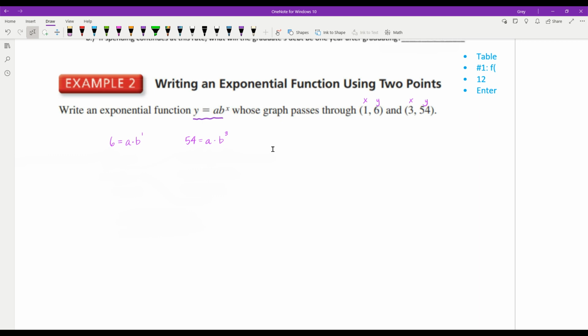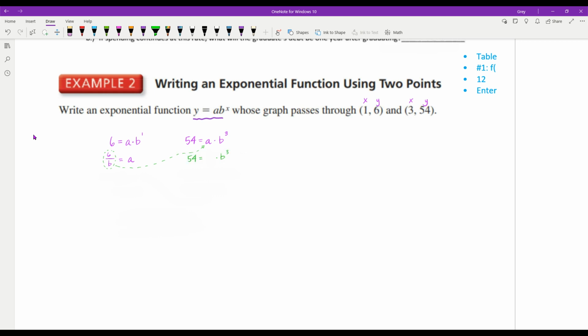Now, I'm going to give you a hint: the easiest way to solve it is to take the one that has the lower power, which in this case is 1. So I'm looking at the ones with exponents. Choose the one that has the lower exponent. So that's this equation here, and I'm going to solve it for a. When I do, that means that a is equal to 6 over b. And I'm going to take it and plug it into the other equation.